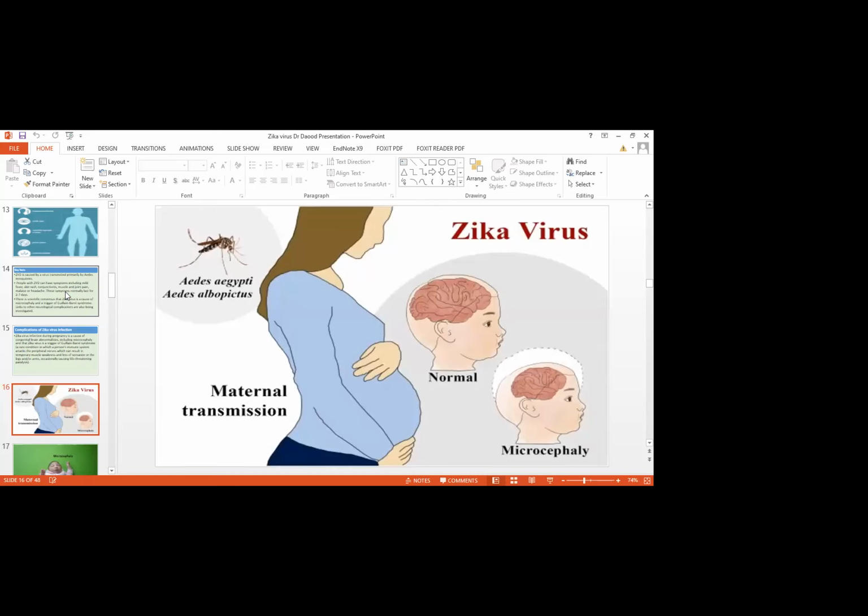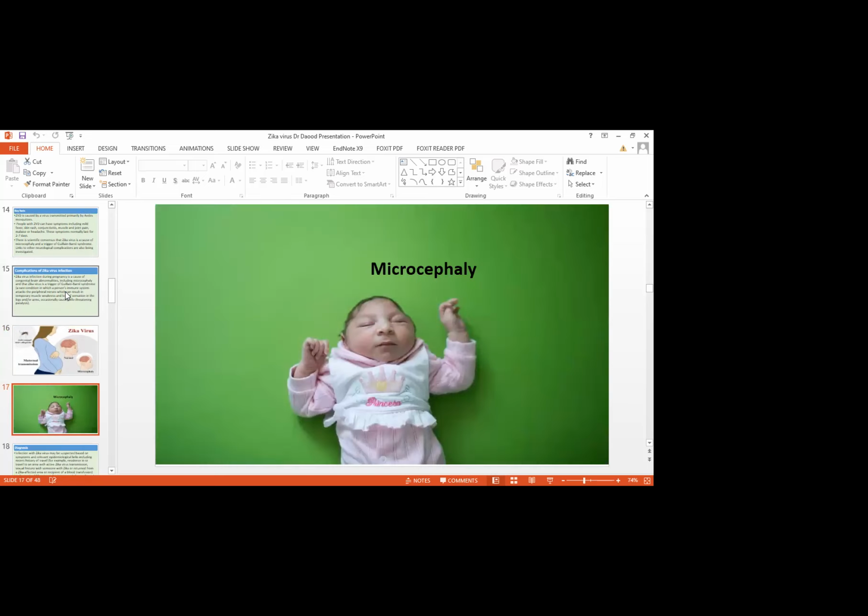This is the picture of the possible outcome of Zika virus disease once a pregnant woman is infected, and the newborn may have microcephaly. This is a picture of a baby with microcephaly due to the Zika virus disease.